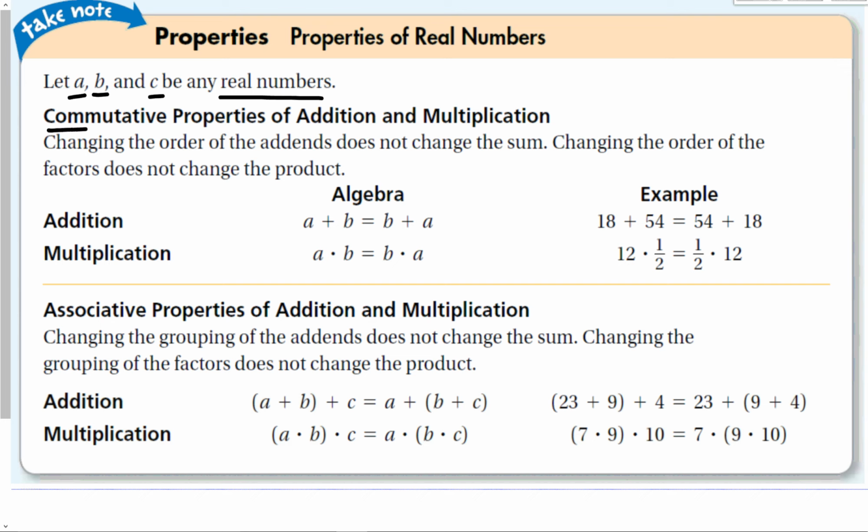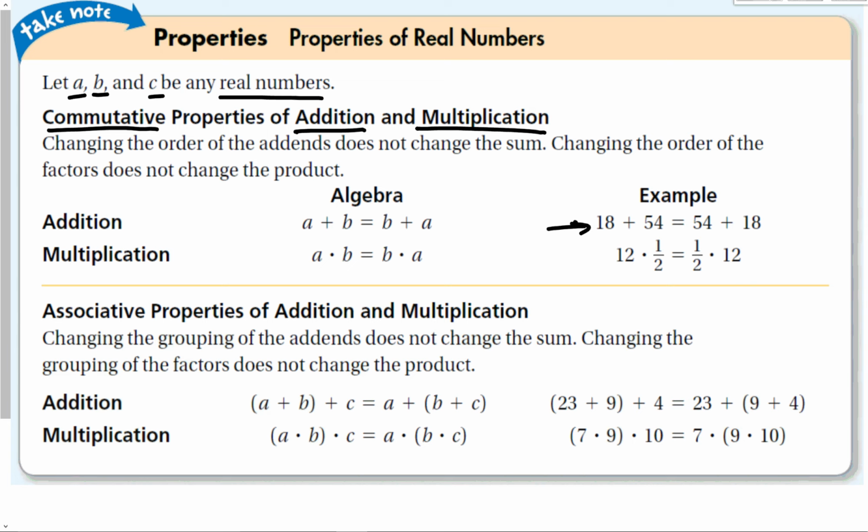So first, we have the commutative properties of addition and multiplication. So addition says that A plus B is equal to B plus A. So that means that I can add things in any order that I want. And my example over here on the right is just like our solve it, just like our little warm-up problem, is that 18 plus 54 is the same thing as 54 plus 18, okay? And multiplication works the same way. A times B is equal to B times A, right? 12 times 1/2 is equal to 1/2 times 12. It doesn't matter what order we add things and what order we multiply things together.